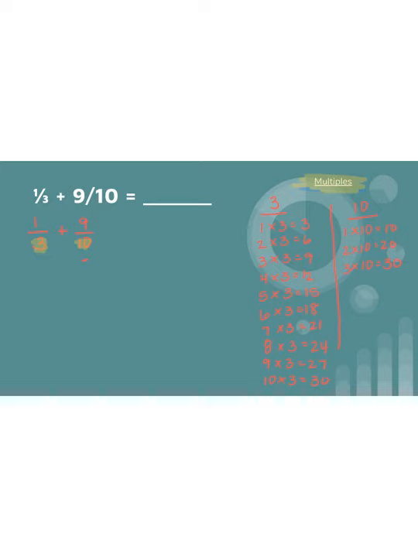Okay, so now I see I have a 30 under my 3's column, and I also have a 30 under my 10's column. So I'm just going to highlight those. So this is going to be my least common multiple here, and it's going to be my least common multiple here.